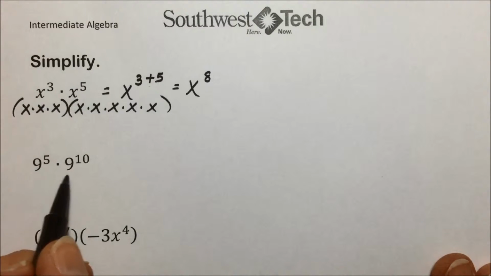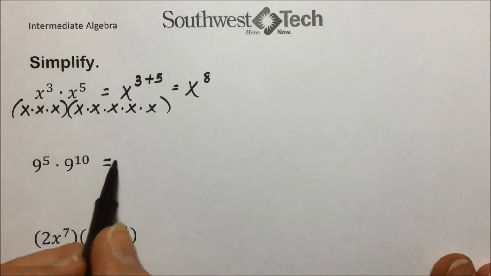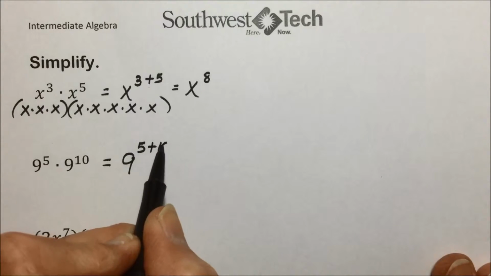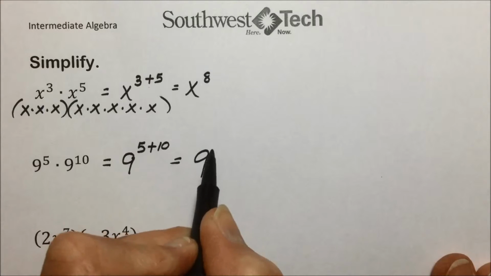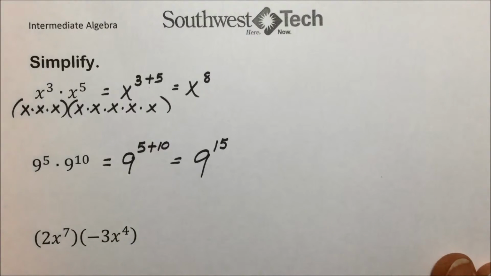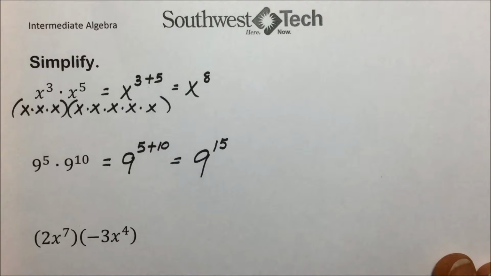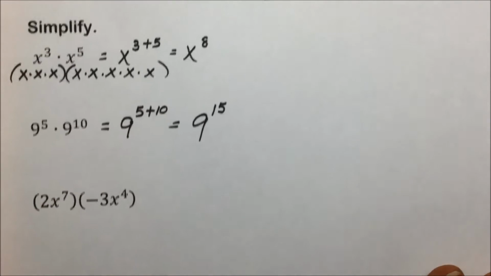The next problem, we have common bases multiplied together, just like the previous one. Since we have common bases, we can add the exponents together for a shortcut, which gives us 9 to the 15th power. Because this is an incredibly large number, we'll leave it written in this form.